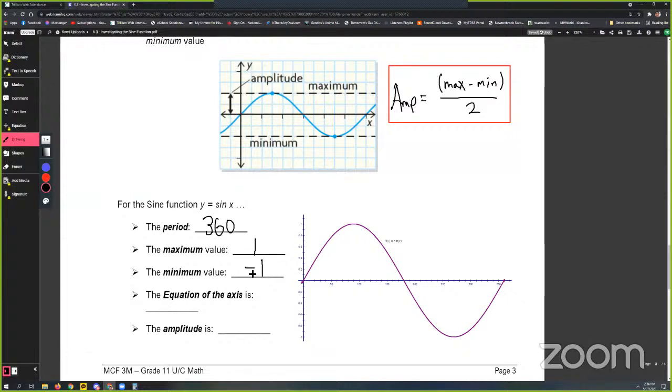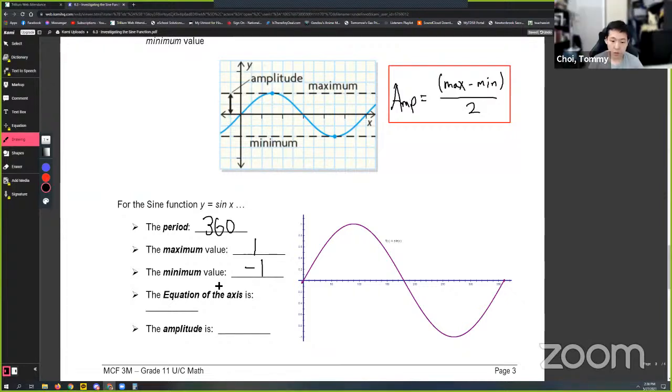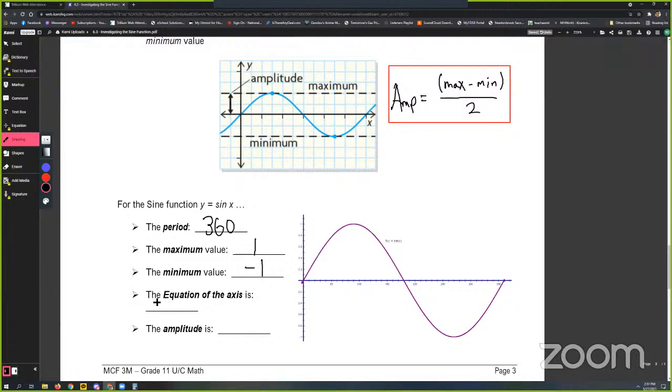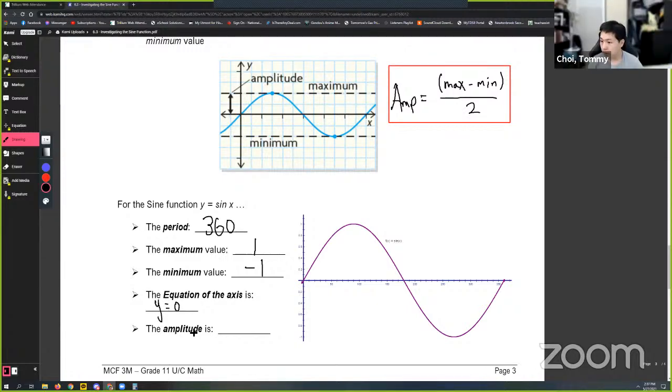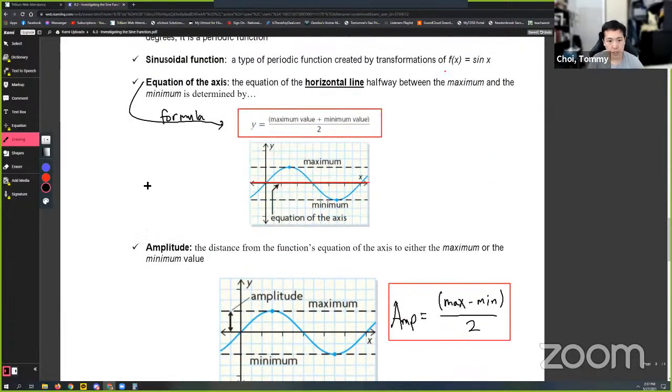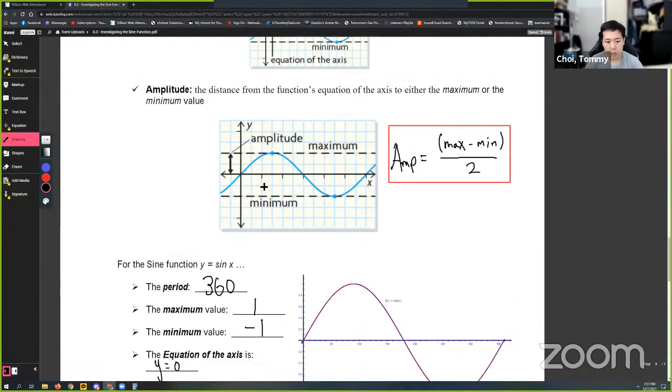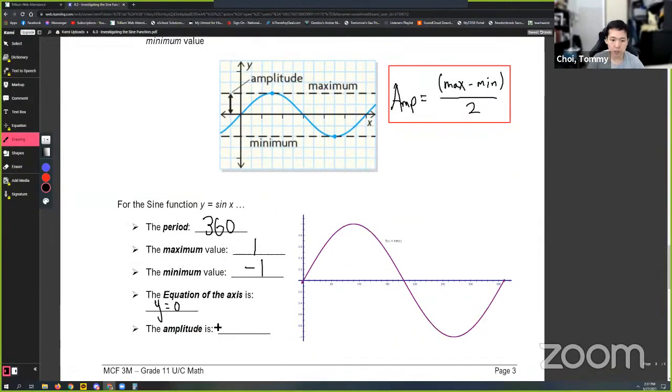0. 0 divided by 2 is? 0. So y equals 0 is the equation of the axis. Okay? Because it's an equation, we have to put y equals 0. Don't just put 0, right? You'll notice in the formula, it says y equals. There's a reason why that's there. So we want to write y equals 0 as our equation of the axis.